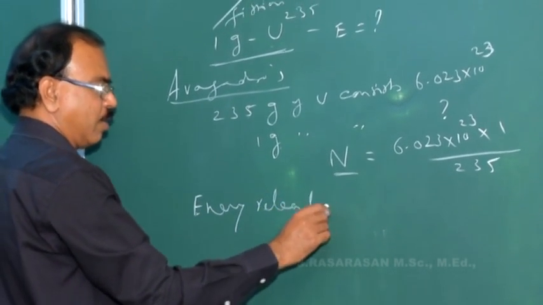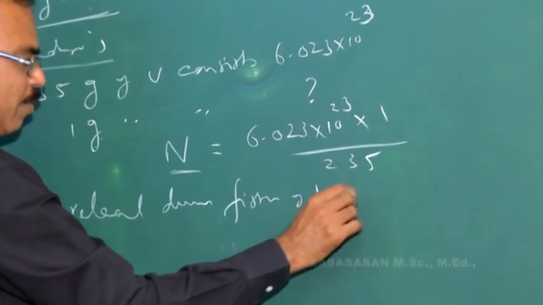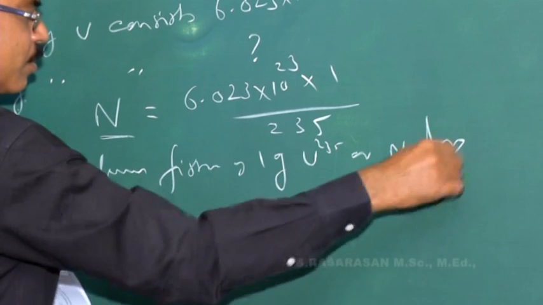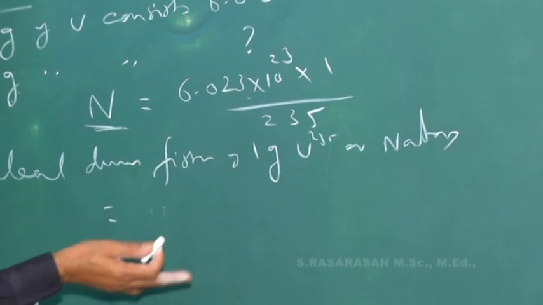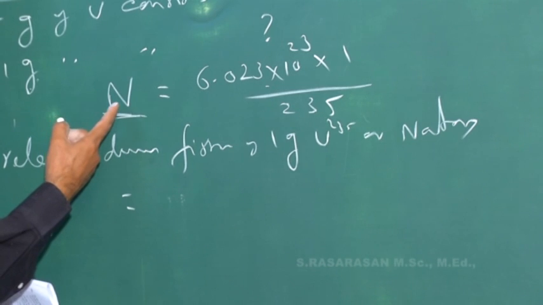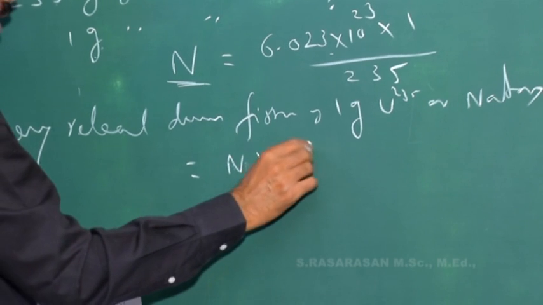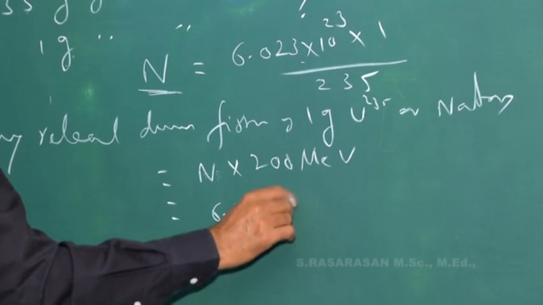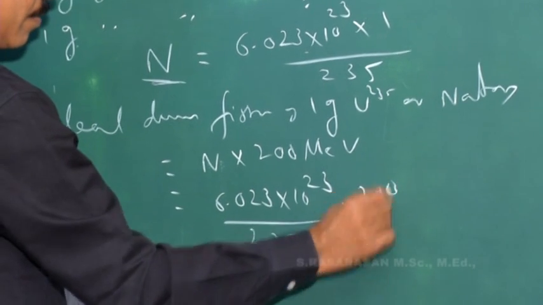Energy released during the fission of 1 gram uranium are n atoms. We have calculated how many atoms are in 1 gram of uranium. It is simply multiplied by 200, the energy release per fission, 200 million electron volt, and n number of fissions will give how much energy? Yes, it is n into 200 million electron volt, or say 6.023 into 10 to the power 23 by 235 into 200.